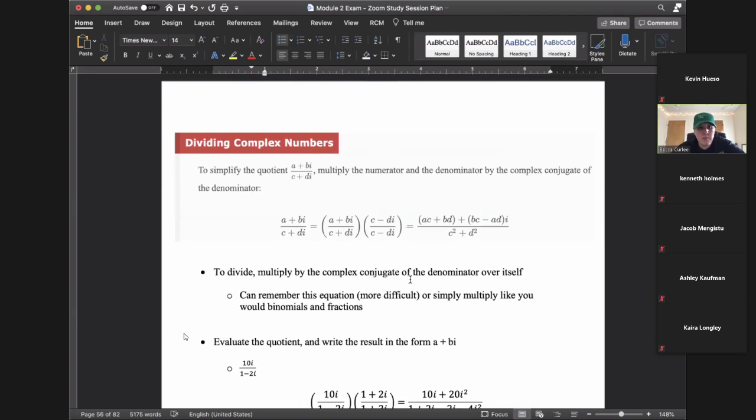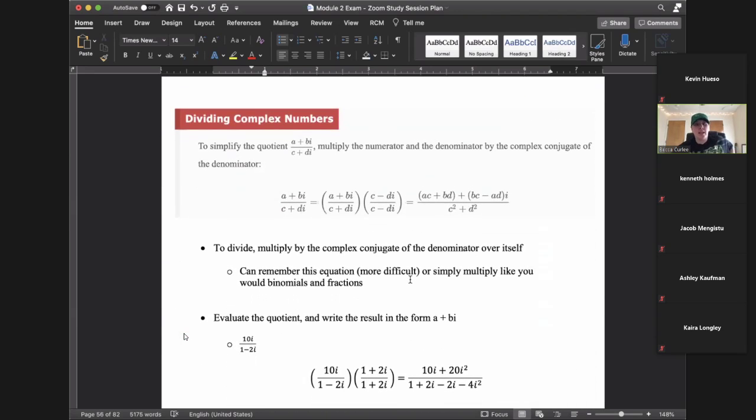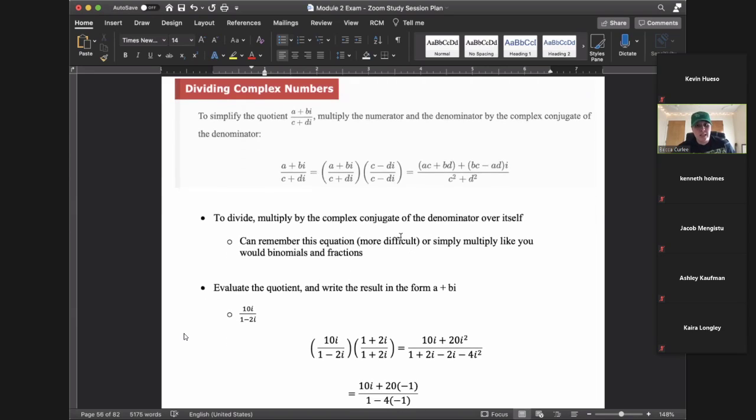All right, dividing complex numbers. To simplify the quotient a plus bi over c plus di, you multiply the numerator and the denominator by the complex conjugate of the denominator. So just take the complex conjugate of the denominator, and you're going to multiply that by the complex conjugate over itself. So if we've got c plus di in the denominator, then we're going to multiply it by c minus di over c minus di.